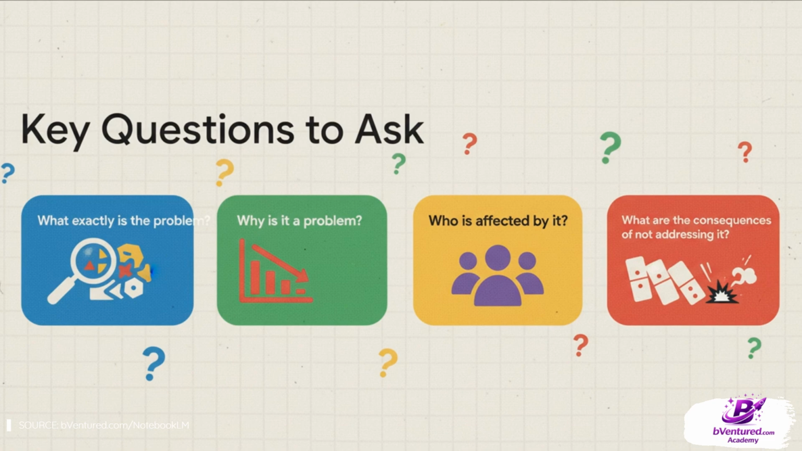You have to get super specific. For instance, it's not enough to say sales are down. You need to ask, what exactly is the problem? Is it a drop in new leads, a lower conversion rate? And who's affected by this? Just the sales team? The whole company? Getting clear, honest answers to these questions is the absolute essential first step.